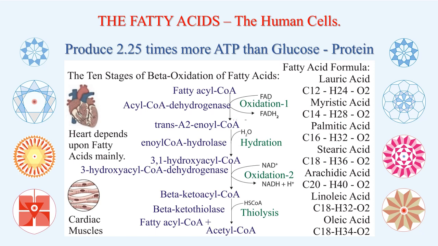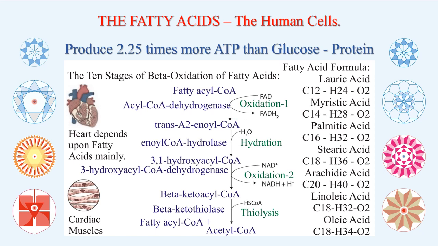That means 2.25 times. As I told you, the reason is that you see the formula of fatty acids on the right side. At the end you can find O2, O2, O2, O2. But in the formula of C12H24, C14H28, the same formula remains. That means oxygen had been removed from it.